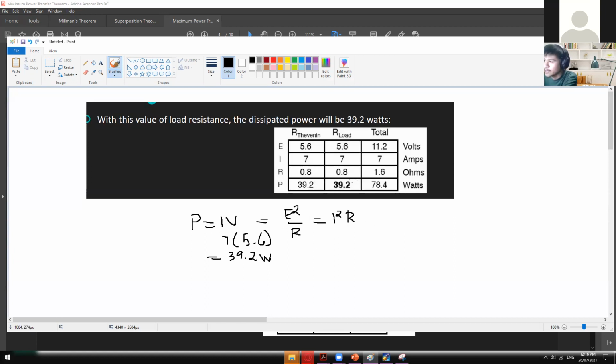Are we clear so far on how we got those values? Yes, sir. Clear naman po.